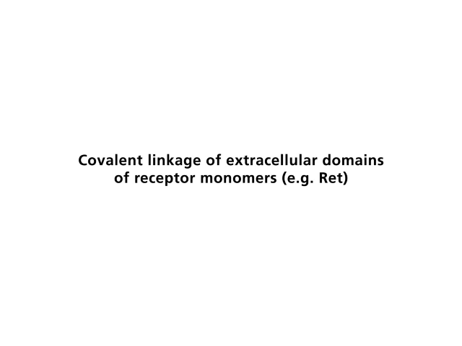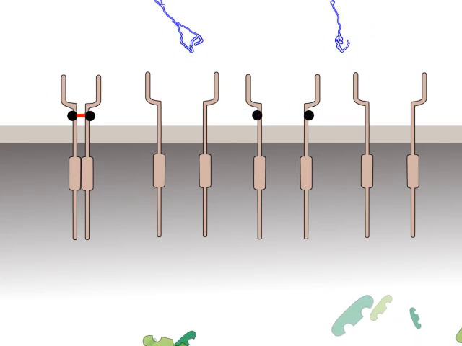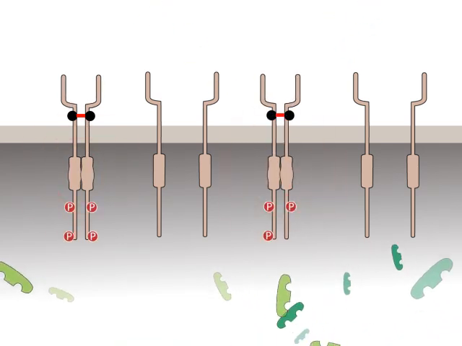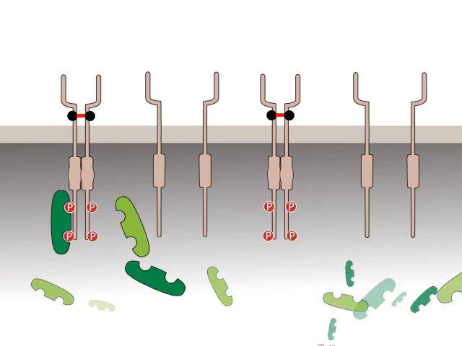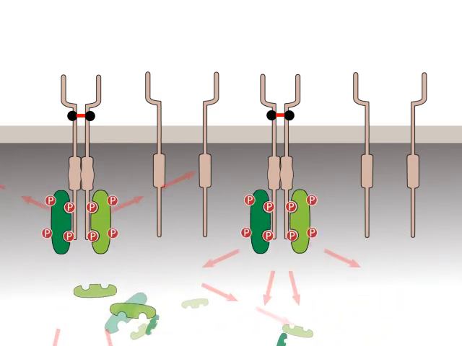Covalent linkage of extracellular domains of receptor monomers, for example, RET. As a result of point mutations in the extracellular receptor domains, cysteine bridges are formed between the receptor monomers, leading to signaling in the absence of ligands.